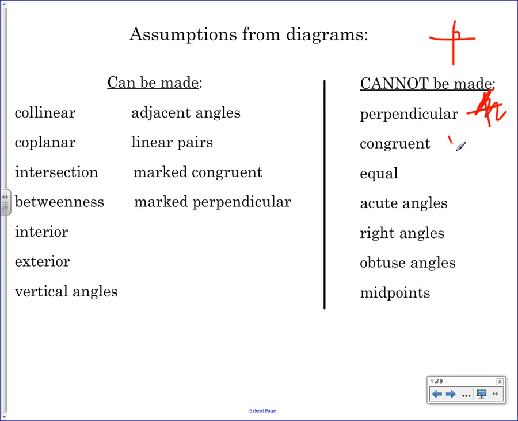Congruent, same thing. If I have this angle here and I have this angle here and they look exactly the same, unless they have what, I can't say that. What would I have to have on those two to say it? The little arcs, right? If I have that, now I know it. You can't guess, okay? Equal, same concept, right? Acute, right, and obtuse angles.